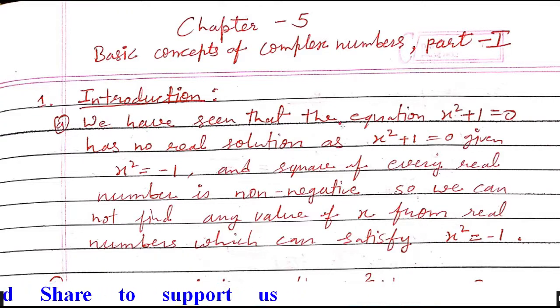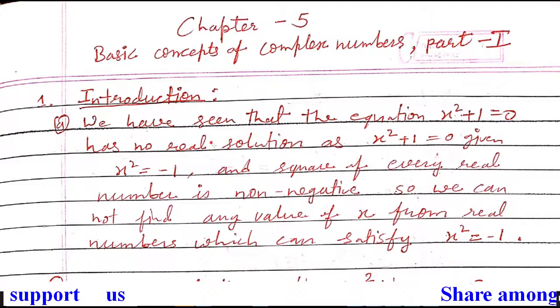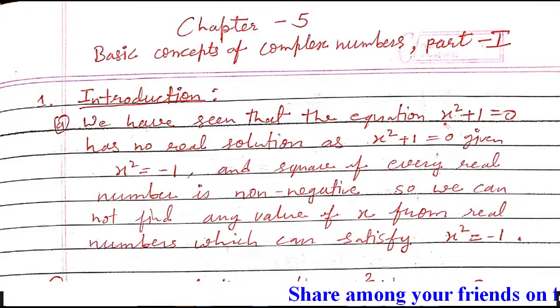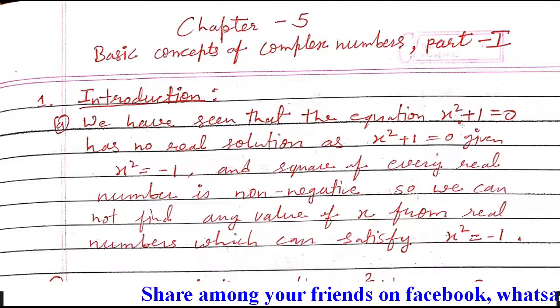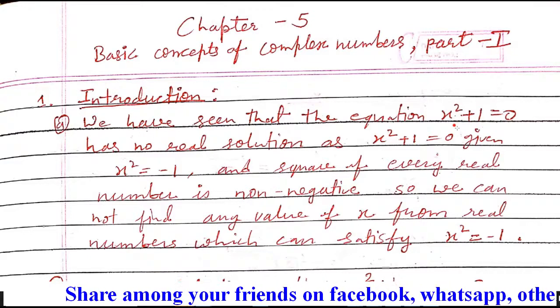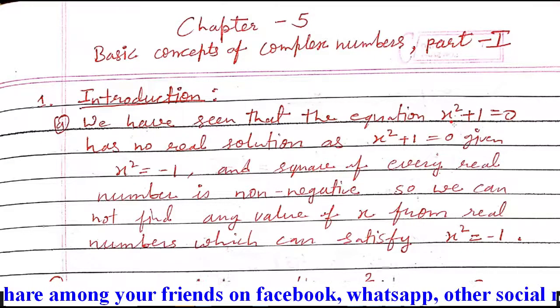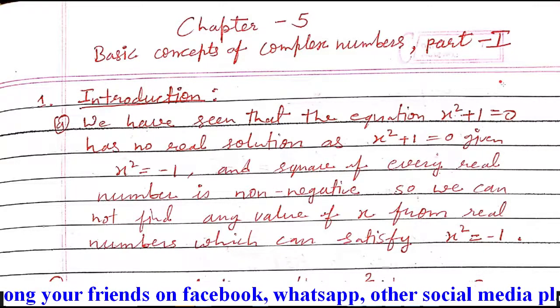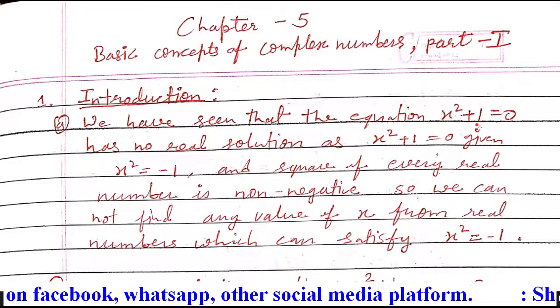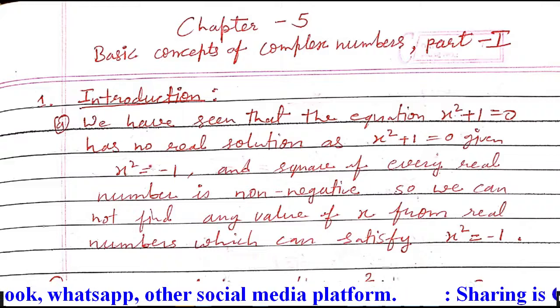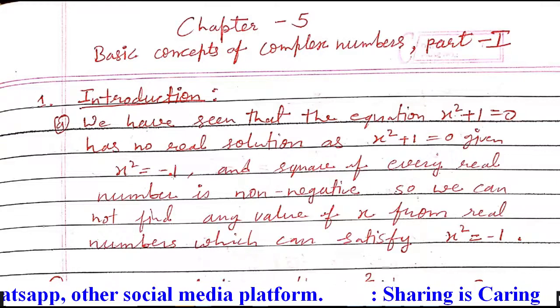We have seen that the equation x square plus 1 equal to 0 has no real solution. This kind of equation we had in our 10th class. It's a quadratic equation, and this equation does not have any real solution. Why? Because if we want x square, then this plus 1 we have to shift to the right side, and when we shift it, it becomes minus 1. So it's going to be like this, x square equal to minus 1.